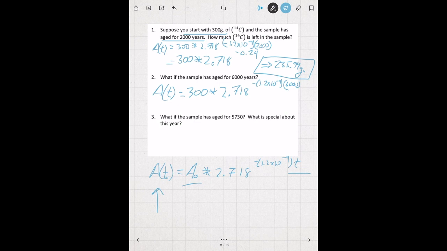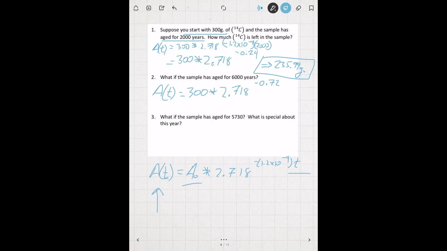We have that 1.2 times 10 to the negative 4. Actually, it's negative 1.2 times 10 to the negative 4. And I'm going to multiply that by 6,000. Okay, when I perform that multiplication, I end up getting the exponent to be negative 0.72. So let's take 2.718, and we're going to raise it to the negative 0.72 power.